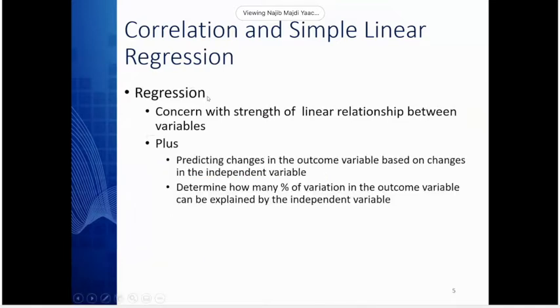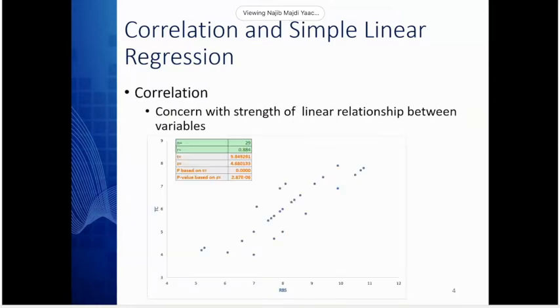Okay, in regression analysis, it has all the qualities of correlation analysis, plus the ability of predicting changes in the outcome variable based on changes of the independent variables. It has also the ability to determine how many percent variation in the outcome variable can be explained by the independent variable. Meaning that correlation analysis only looks at the direction and also strength of linear relationship. Correlation analysis does not concern with prediction.